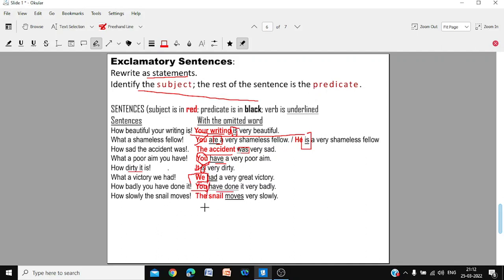How slowly the snail moves. Rewrite it as, the snail moves very slowly. Now moves is a verb. So what comes before, the snail, is the subject, and moves very slowly, predicate. Or the snail is a subject, and the remaining part, how slowly moves, that would be the predicate.